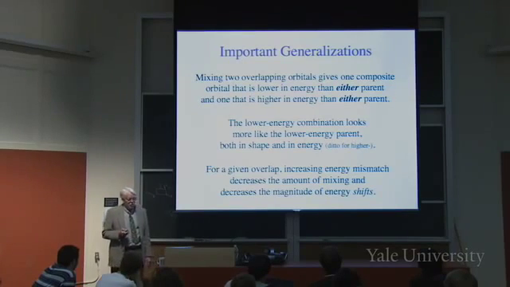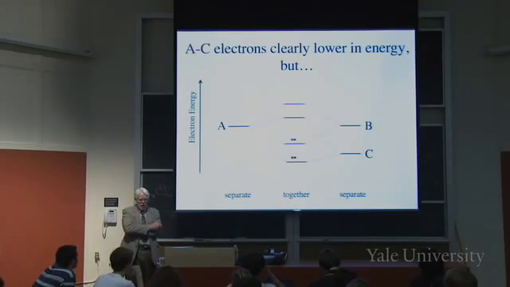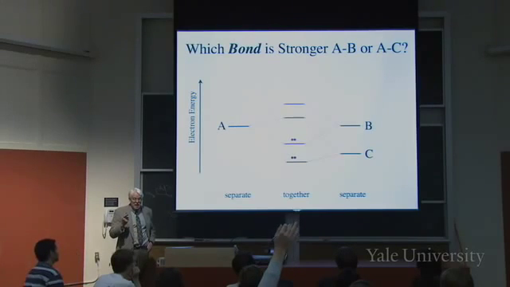Now, what does this have to do with bonding? Okay, the A minus C electrons are clearly lower in energy, but that's not really what we're interested in. We're interested in the change of energy that comes when you break the bond or make the bond. So which bond is stronger, AB or AC? How many think AB is stronger, given this scheme? How many think AC is stronger? It's clearly got lower energy electrons, AC.